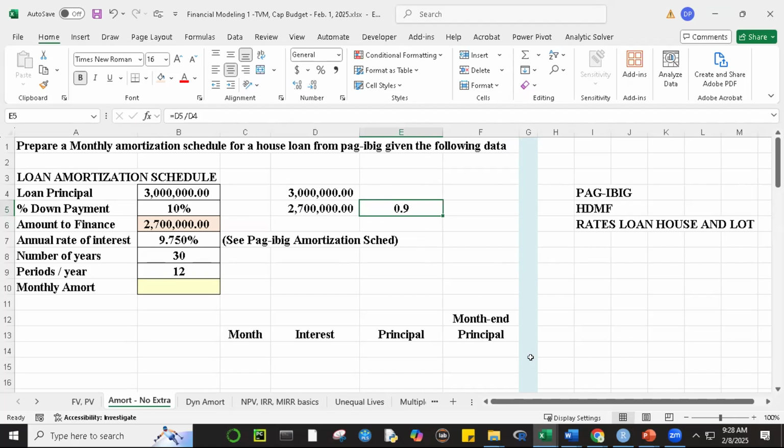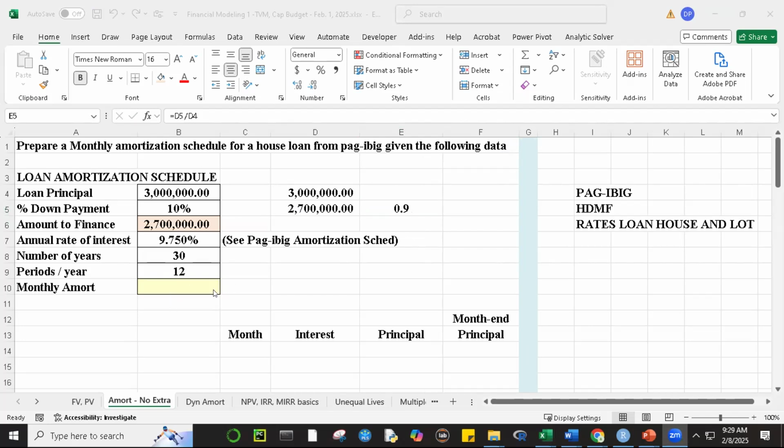So Sophia, did you get that? Okay, good. Thank you. So that's how we got the 10%, because 2.7 out of 3 million means that the loanable amount is only 90%. Therefore, 10% has to be equity.